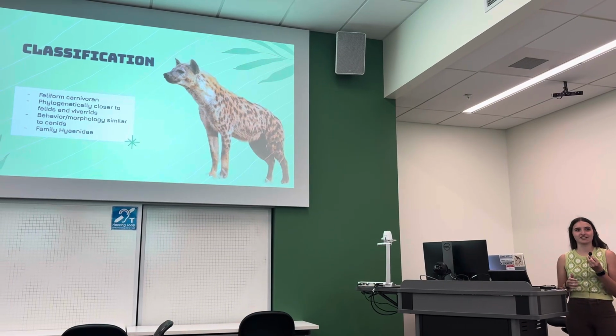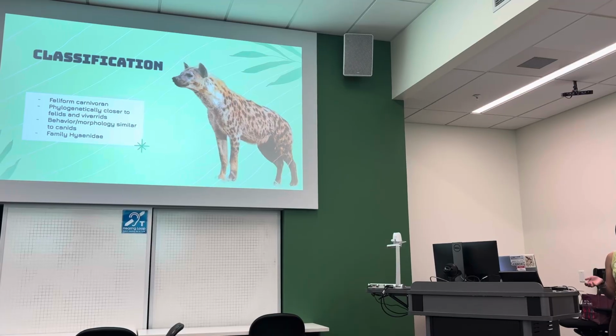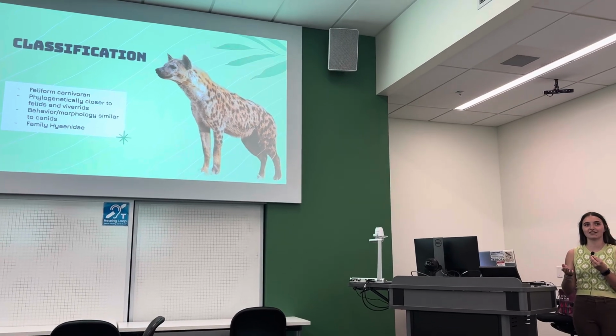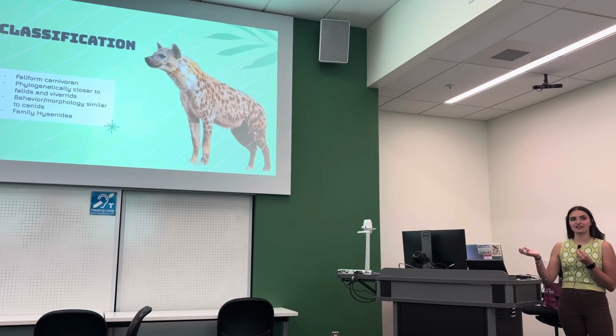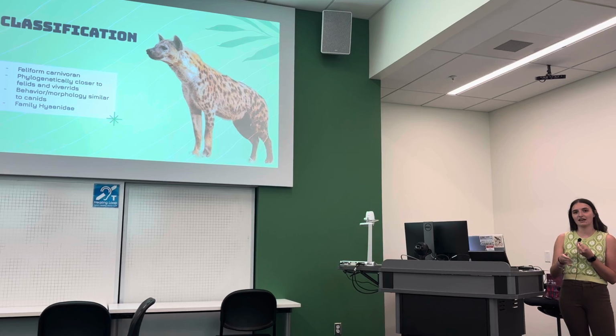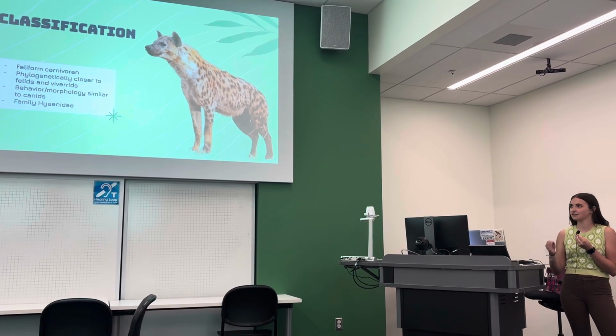So to start off with classification, the spotted hyena is considered a feliform carnivoran. So this means that it's like a cat-like carnivore. Phylogenetically, that kind of explains it. They are very similar evolutionarily, phylogenetically, to the Felidae and viverrids. Viverrids meaning civets and genets.